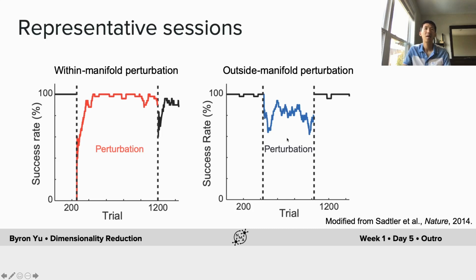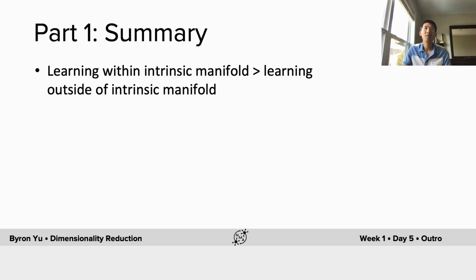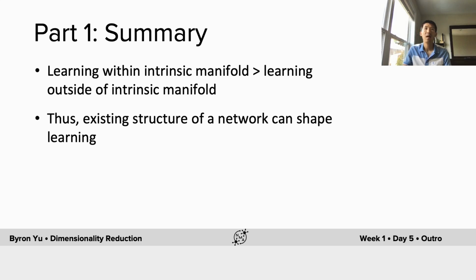Okay, so we did this experiment across tens of sessions in 2 animals. And what we saw was substantially more learning across within manifold perturbations than across outside manifold perturbations. So to summarize this first part, we saw substantially more learning within the intrinsic manifold than outside of the intrinsic manifold. And thus, the existing structure of a network can shape learning.